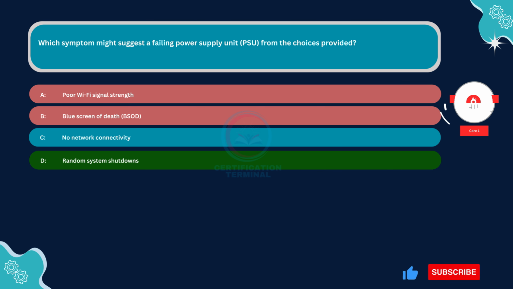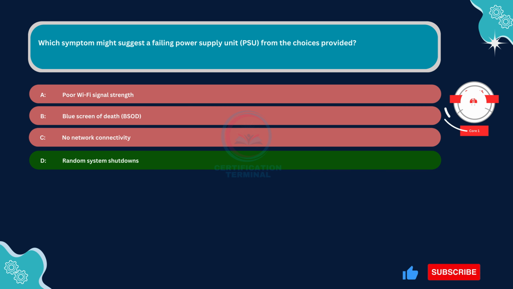Option B, blue screen of death, is incorrect. The blue screen of death is usually caused by issues such as driver errors, hardware failures, or software conflicts. While a failing power supply unit could potentially cause system instability leading to a blue screen of death, it's not a specific symptom directly associated with power supply unit failure. Blue screen of deaths can result from various system issues beyond just the power supply unit.